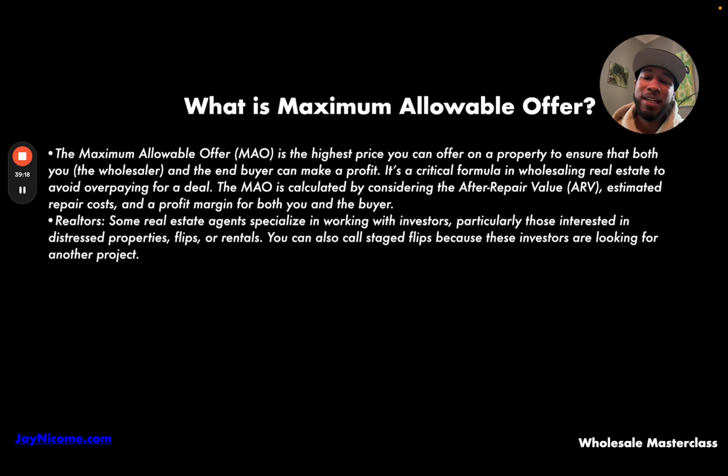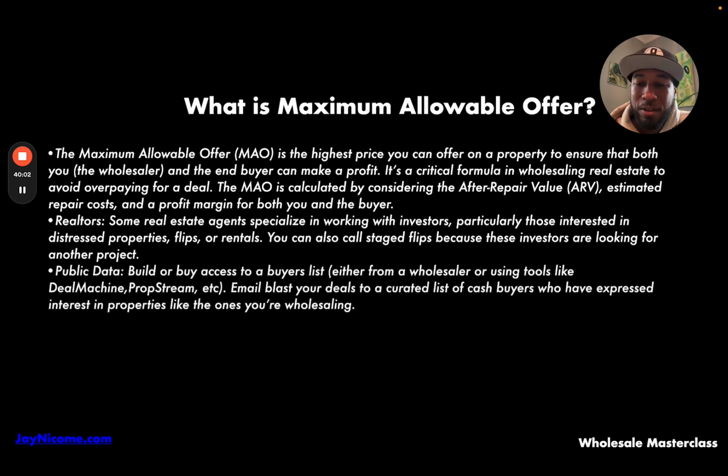Now, realtors. Some real estate agents specialize in working with investors, particularly those interested in distressed properties, flips, or rentals. You can also call stage flips because these investors are looking for another project, right? So that's just a quick tip on how to find cash buyers and how to get a good sense of what the ARV is. Because if you look at listed properties, typically they're trying to get the highest price for it. Now, you don't want to use properties that are on the market as an ARV because you can put a property up for sale for $2 million, right? But if a buyer doesn't want to pay that, that's not the value. That's why we use sold properties to determine value. Public data, we talked about this, DealMachine, PropStream, to get cash buyers and to determine the maximum allowable offer. Right?